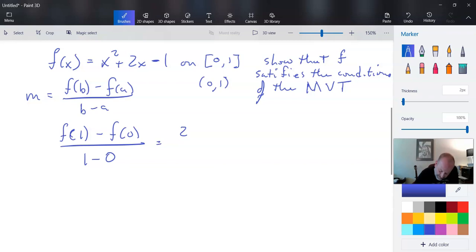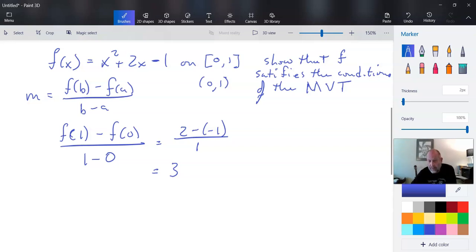And then f of 0, that makes it negative 1, so this is minus negative 1 over b minus a, which is 1. So from here, what we have is that we have 3.